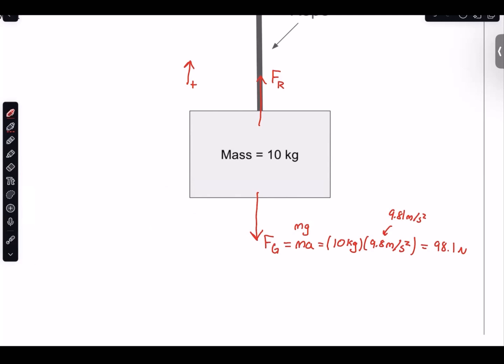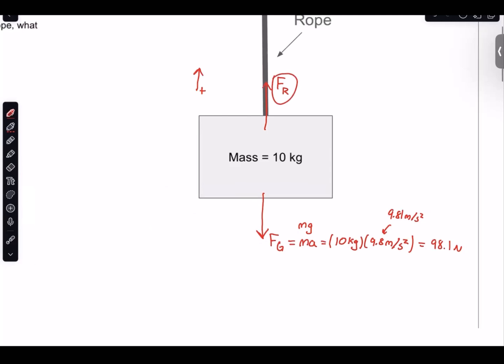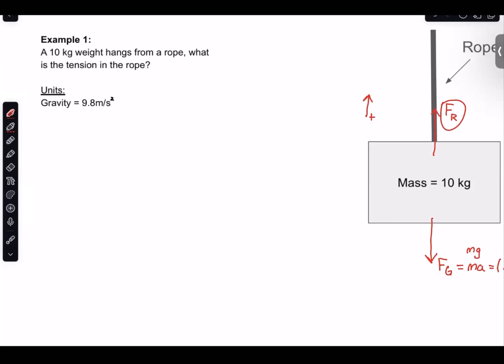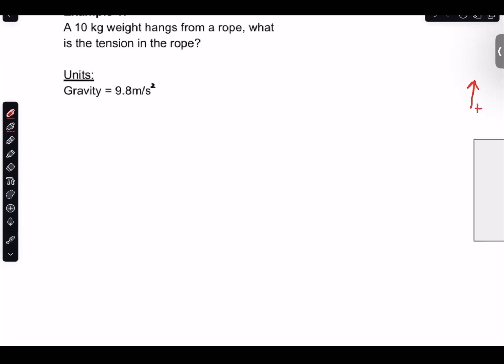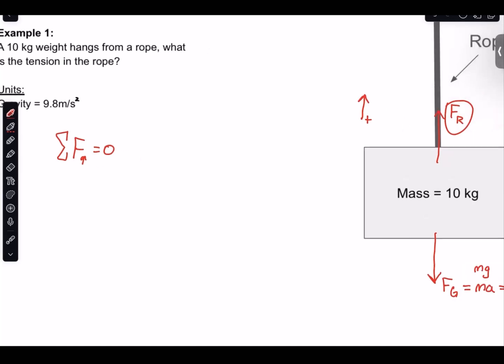Great, so we have the main force done. We know our force of gravity, and we have one more unknown, the force of the rope, and we can plug that into our equation over here on the left side. As I mentioned in the previous slide, the first thing that we're going to do is say the sum of the forces in the vertical direction equals zero. As we identified before, we have two forces, force of gravity and the force of the rope.